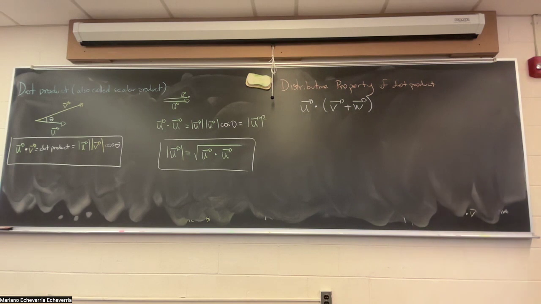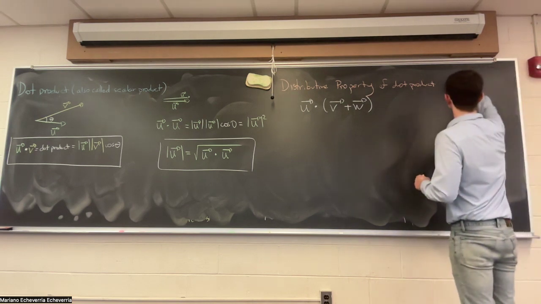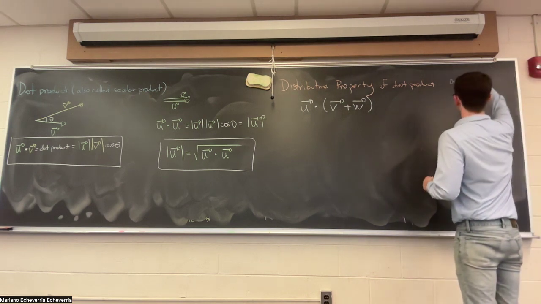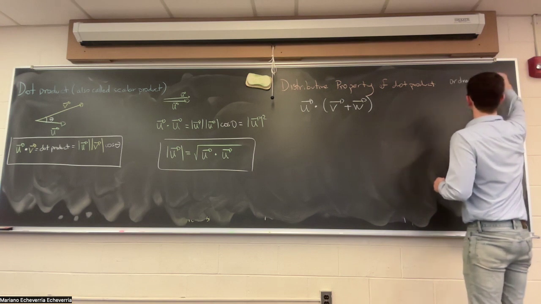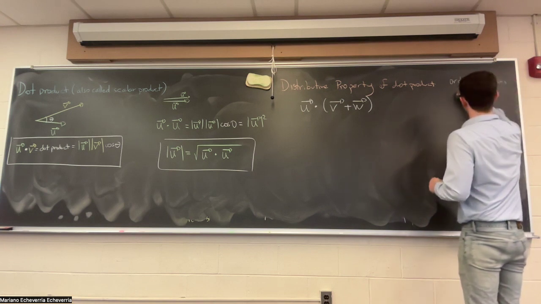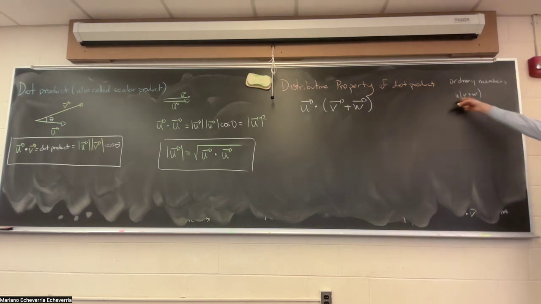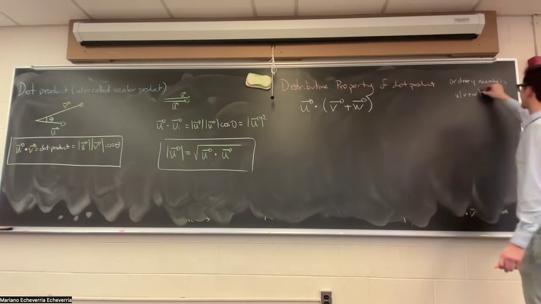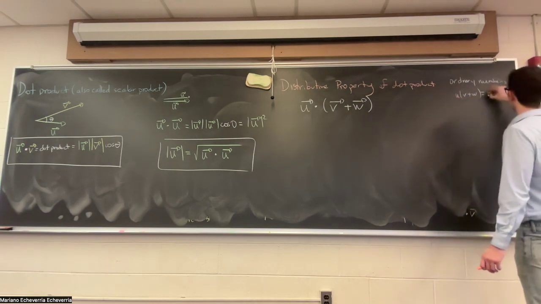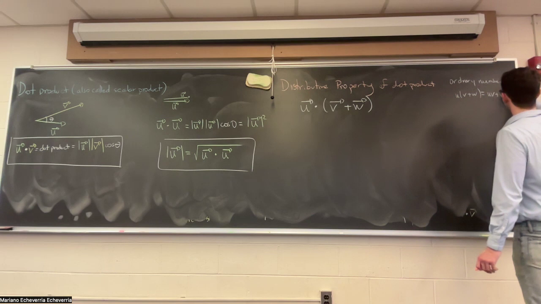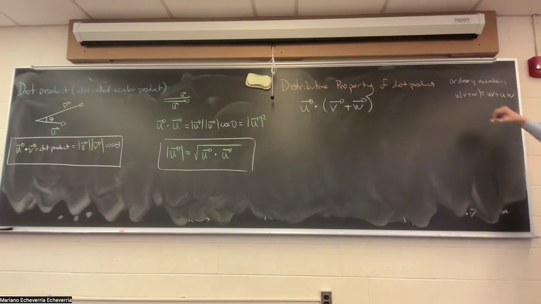It's always useful to compare these things to what happens with ordinary numbers. So the analog of this with ordinary numbers, right? Let's think about what I would write with just numbers. If they were just numbers, I would write something like U times (B plus W). What you would do in that case is distribute, or FOIL it, or whatever. So you would write this as UB plus UW, right? That's what you would do with numbers.